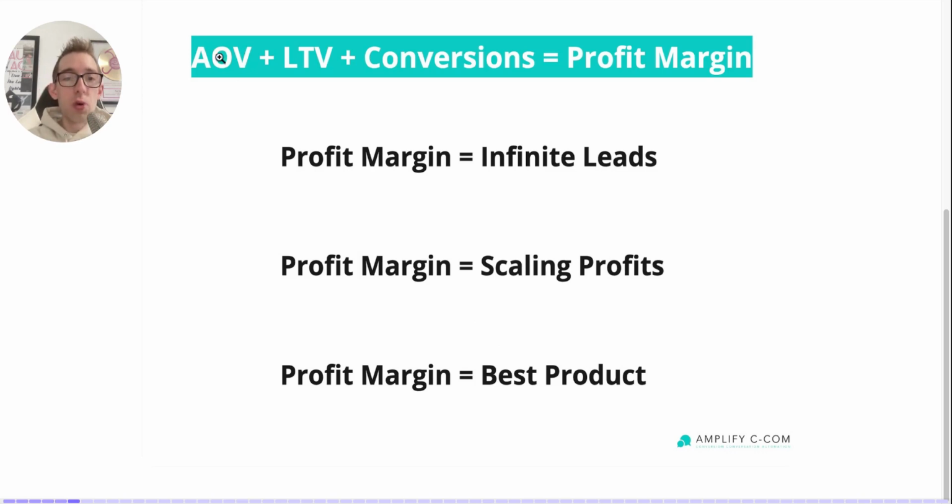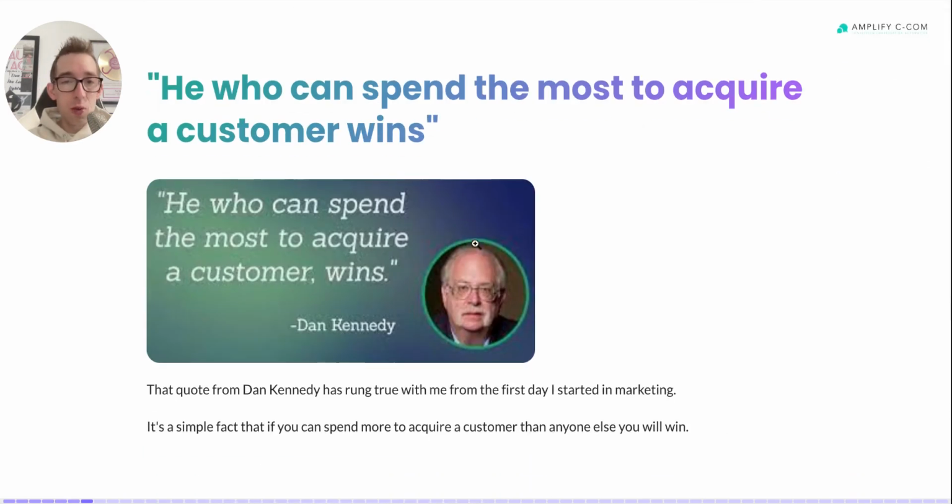So it's crucial that we solve these three problems. Dan Kennedy said it best, right? Who can spend the most to acquire a customer wins. And that's always rung true with me, like from the first day I ever started advertising. And the simple fact is, if you can spend more to acquire a customer than all your competitors, then you will win the game.